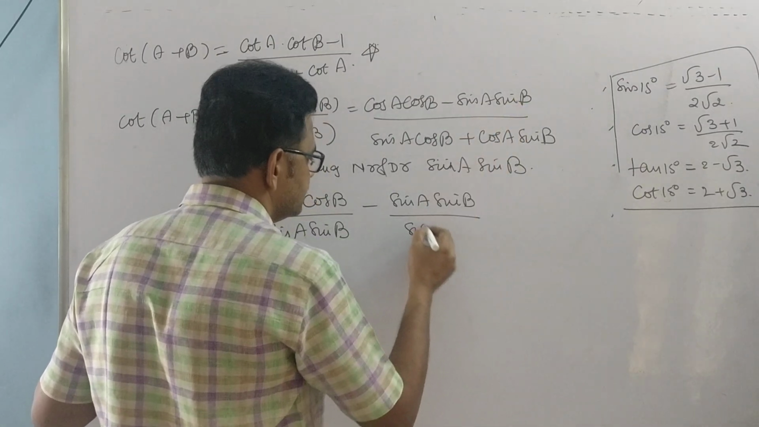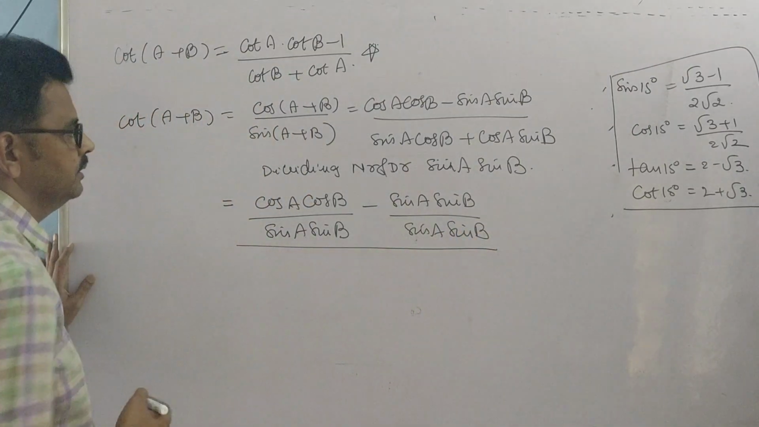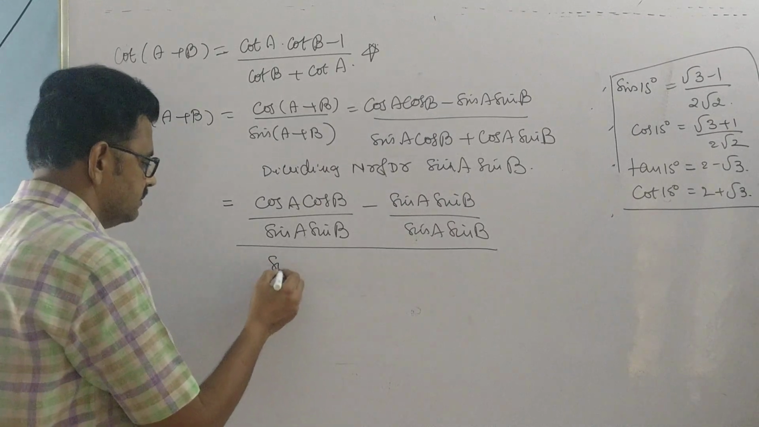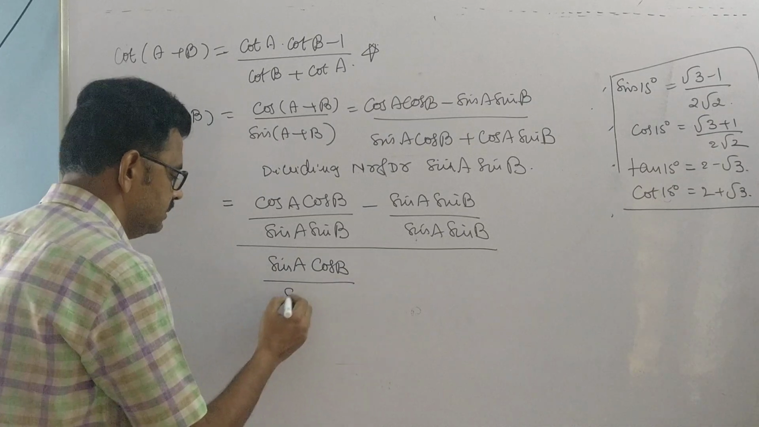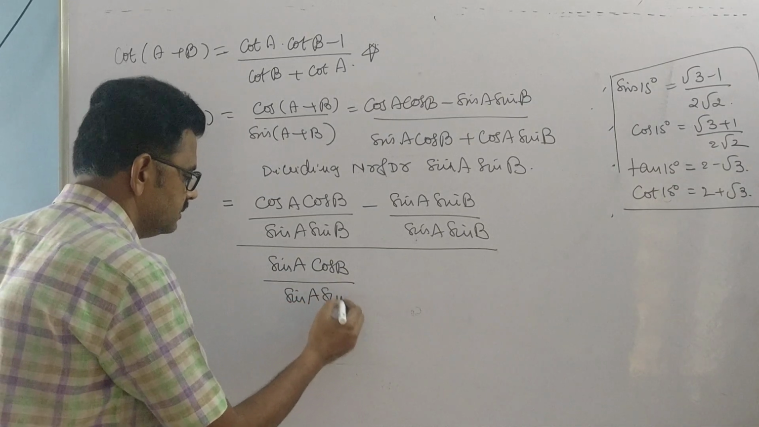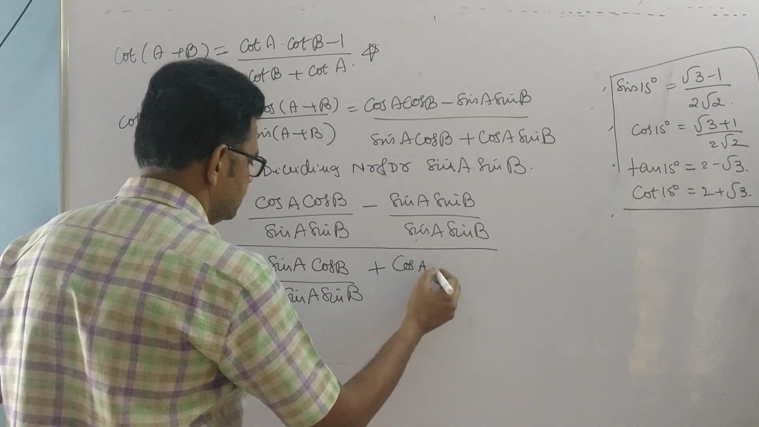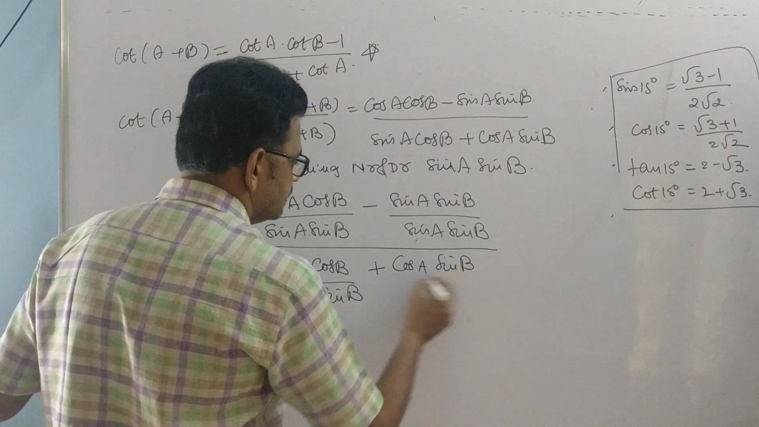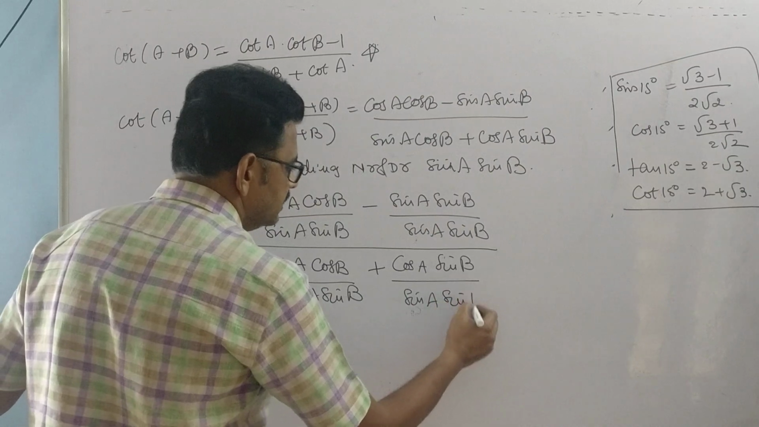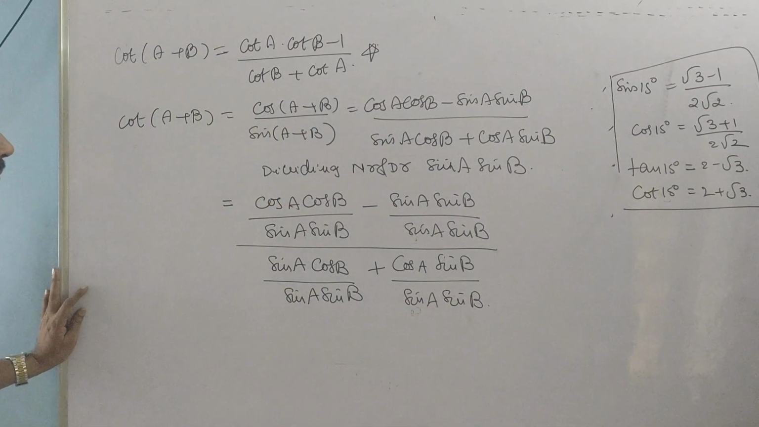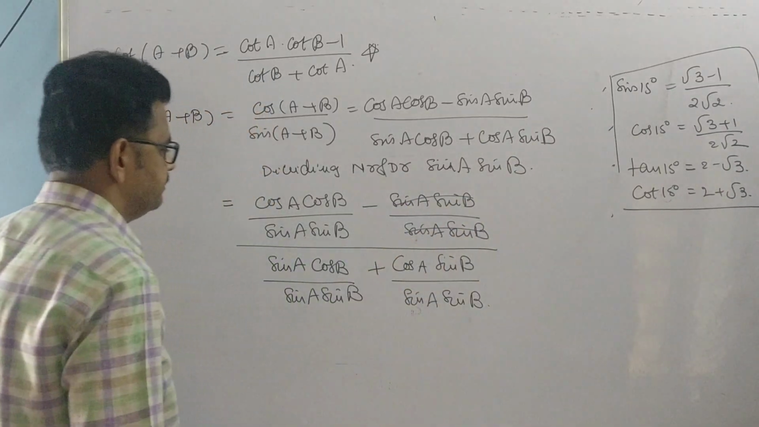for this, sin A sin B, by denominator sin A cos B by sin A sin B plus cos A sin B by sin A sin B. Okay, observe that sin A sin B cancel.